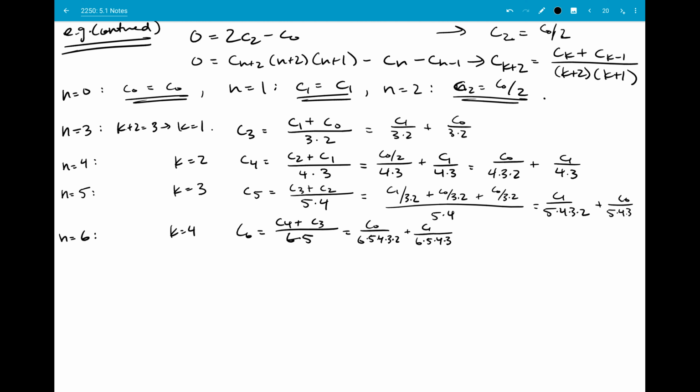And then C3 I know is this, so I'll go ahead and just write those with the extra 6 times 5. So C1 over 6 times 5 times 3 times 2, plus C0 over 6 times 5 times 3 times 2. And we could even combine those terms, I guess.